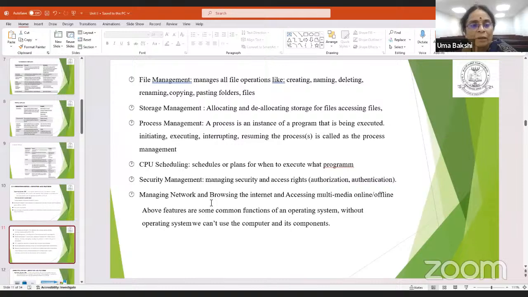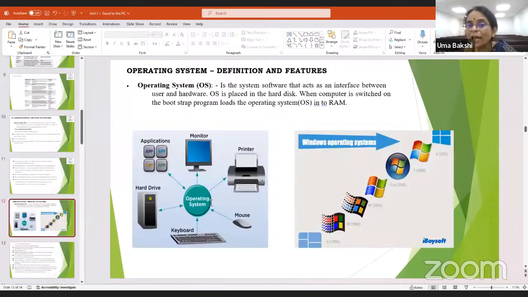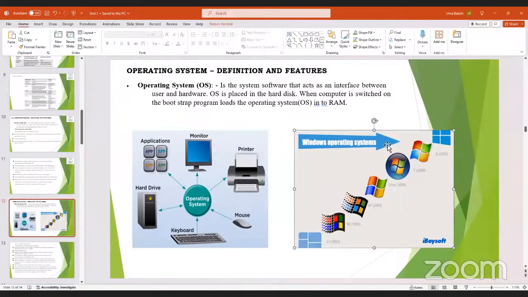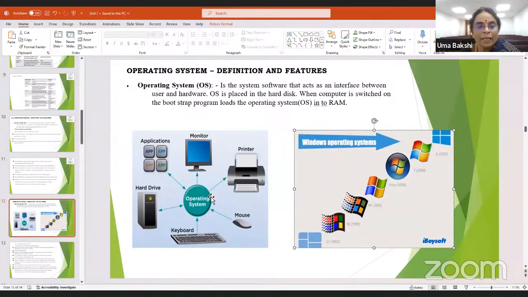Then we have operating system, definition and features. This is how the operating system looks like. Previously, the Windows pictures. Can you see these pictures? Windows used to look like this. Initially it was like this, then like this. You remember? Now Windows is looking in this manner, whereas our systems look like this. Okay.